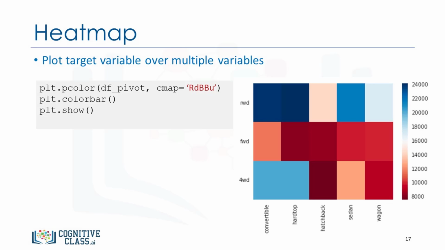In the output plot, each type of body style is numbered along the x-axis, and each type of drive wheels is numbered along the y-axis. The average prices are plotted with varying colors based on their values, according to the color bar. We see that the top section of the heat map seems to have higher prices than the bottom section.